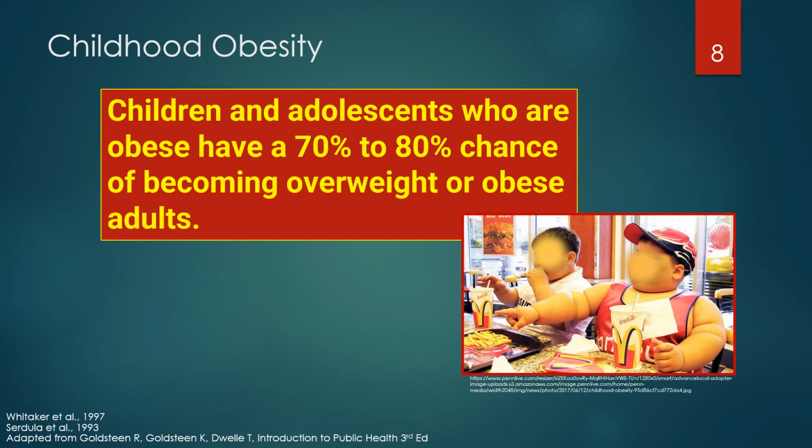Children and adolescents who are obese have a 70 to 80% chance of becoming overweight or obese adults. Studies by Serdula et al. demonstrated that obese children not only tend to maintain, but even increase their body mass index BMI scores into adulthood.